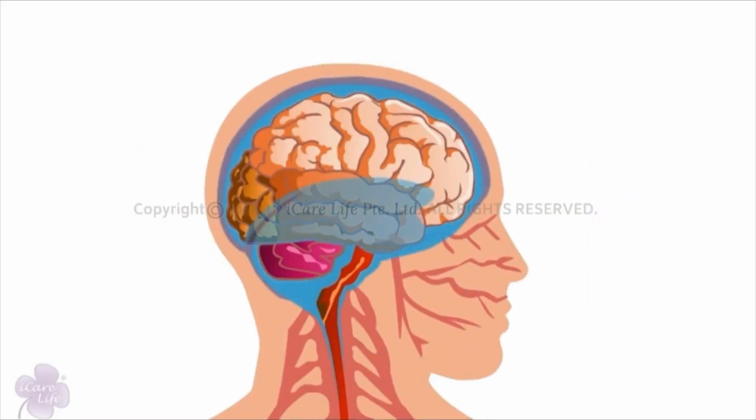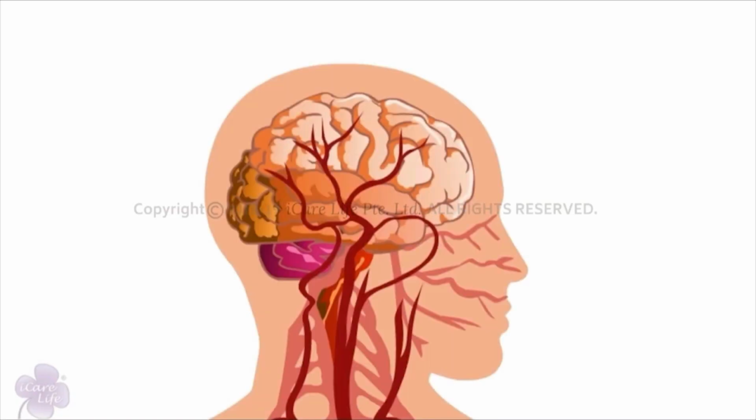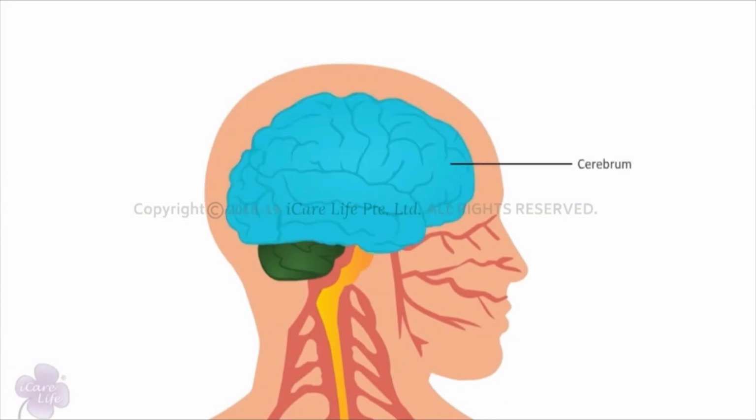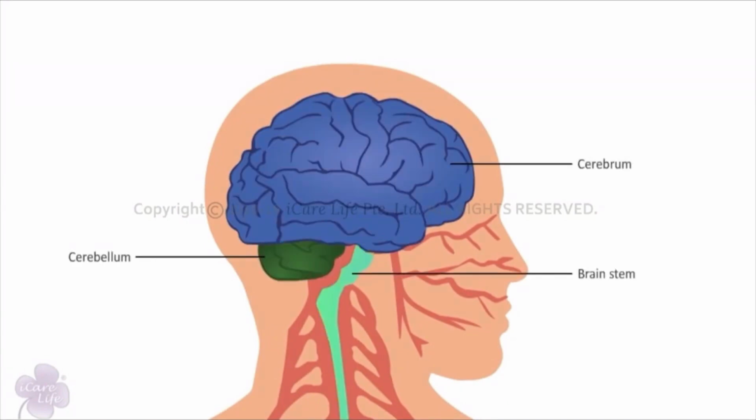Between the brain and the skull, there are layers of membrane called meninges, filled with the cerebrospinal fluid. The meninges and the cerebrospinal fluid act like a cushion and protect the brain. The cerebrospinal fluid also fills the inside spaces in the brain and helps remove waste products. Networks of blood vessels nourish the brain. The brain has three parts: the cerebrum, the cerebellum, and the brain stem.